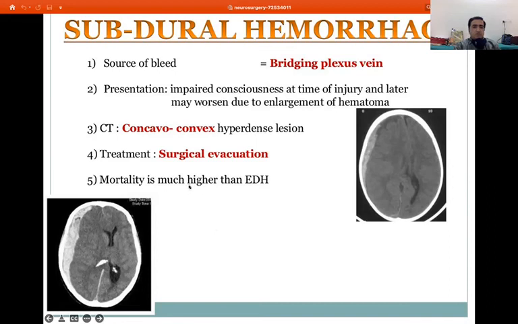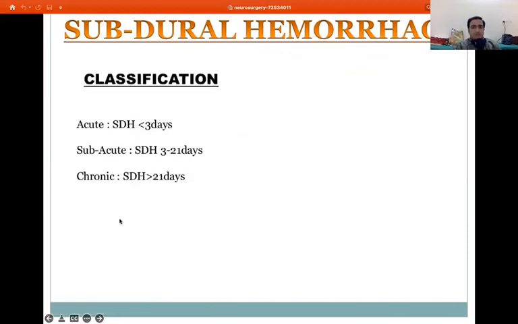Mortality is high in this disease because the injury is in the brain tissue along with the bridging veins. As compared to extradural hematomas, mortality is much higher in subdural hematomas.